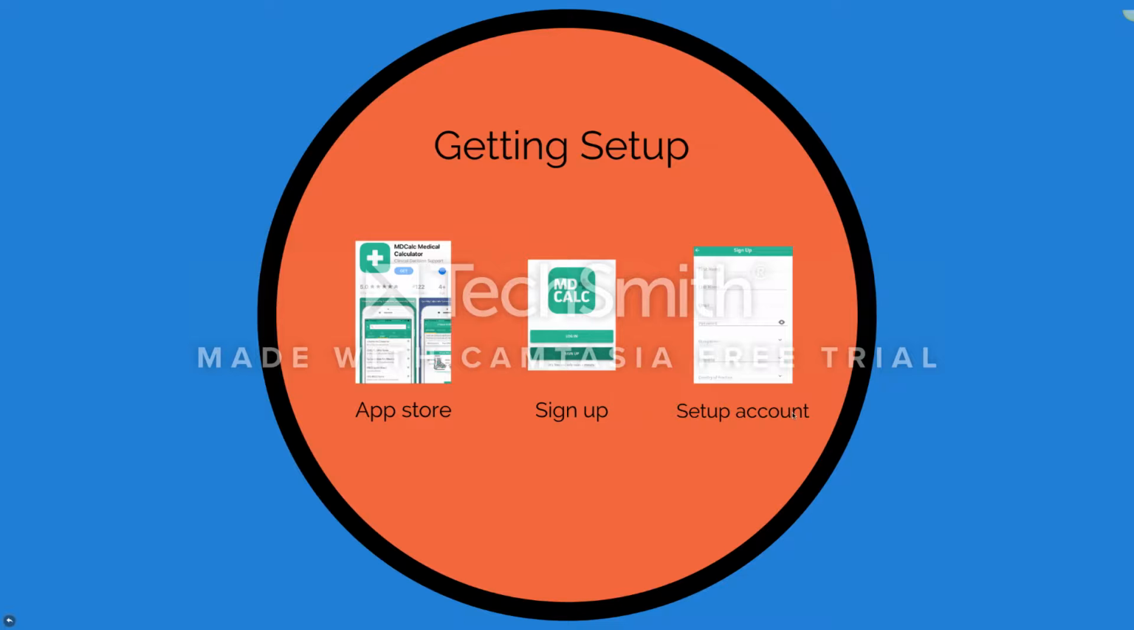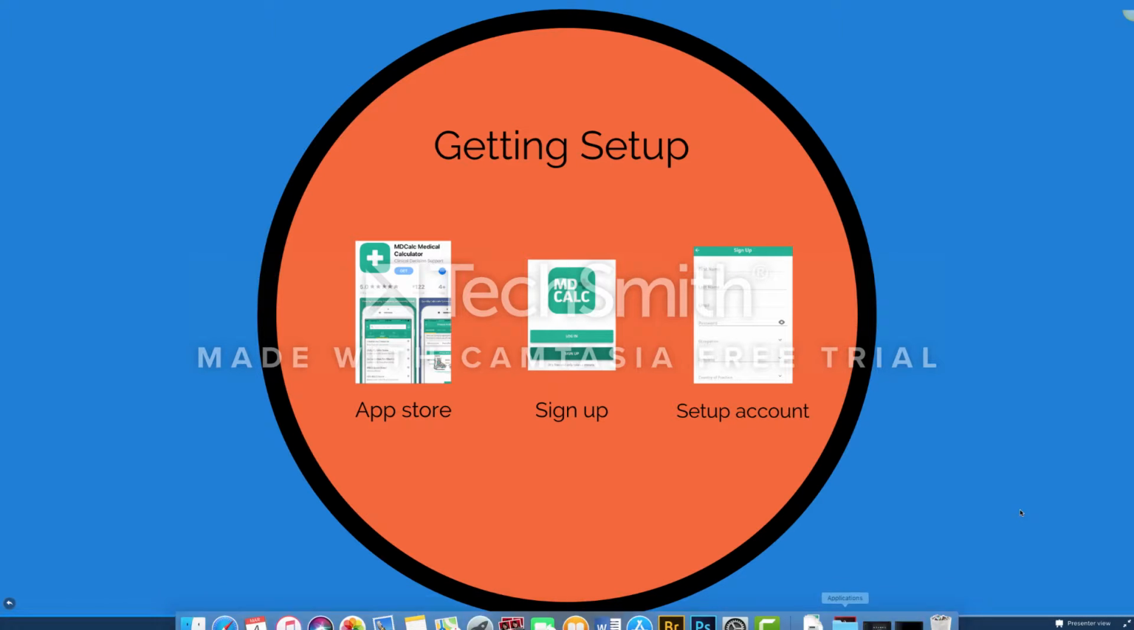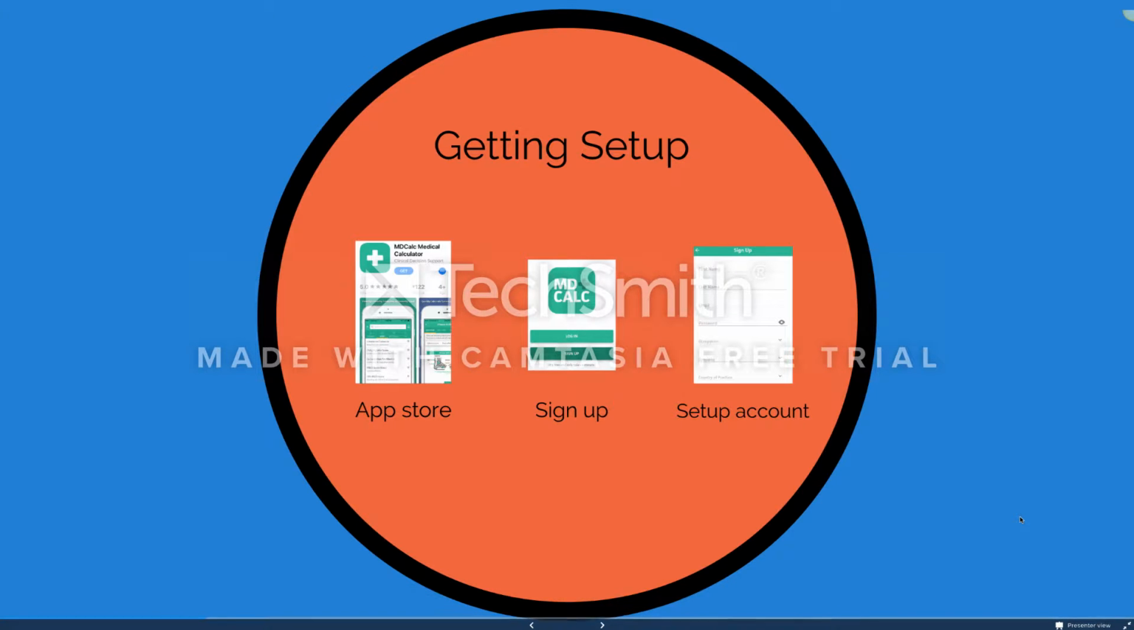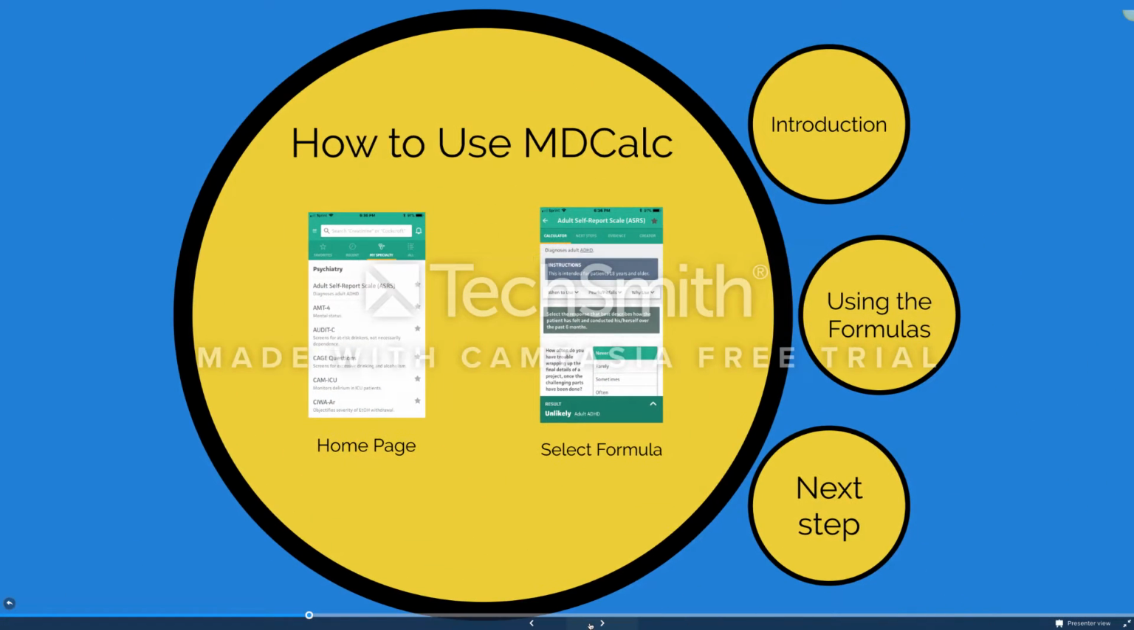Now when you're setting up your account, it's very important that you go to specialty, and click the specialty you want, either psych nurse practitioning, acute care, critical care, emergency medicine, whatever that specialty is. It will help narrow down the formulas that you'll see later.